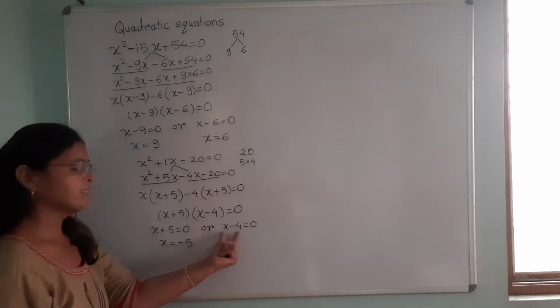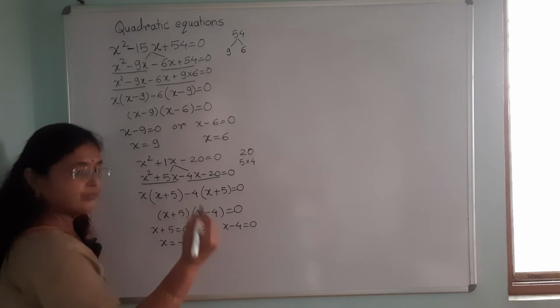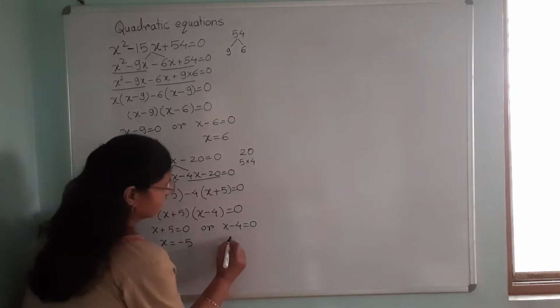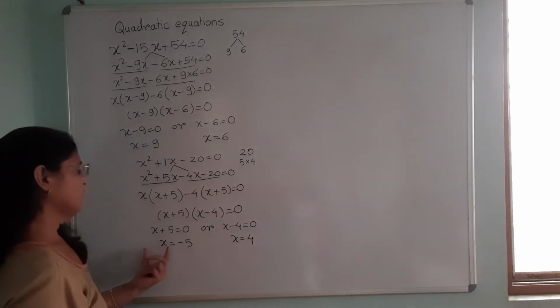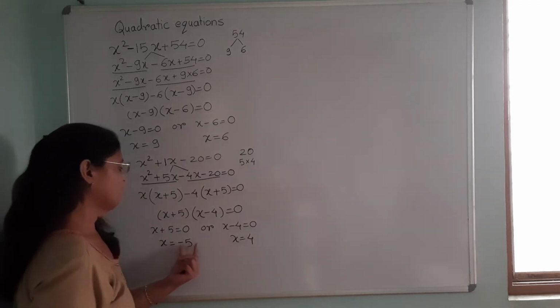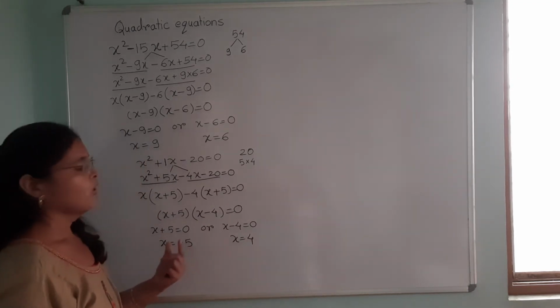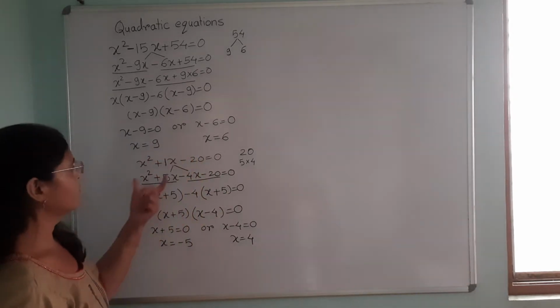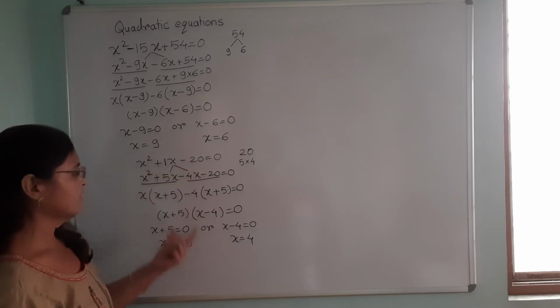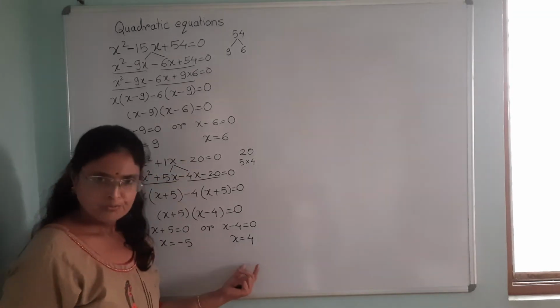And for x minus 4 equal to 0, we have to add 4 on both sides. So we will get x equal to 4. That means x should have the value minus 5 or 4 to satisfy this equation. So the solution of this quadratic equation is minus 5 and 4.